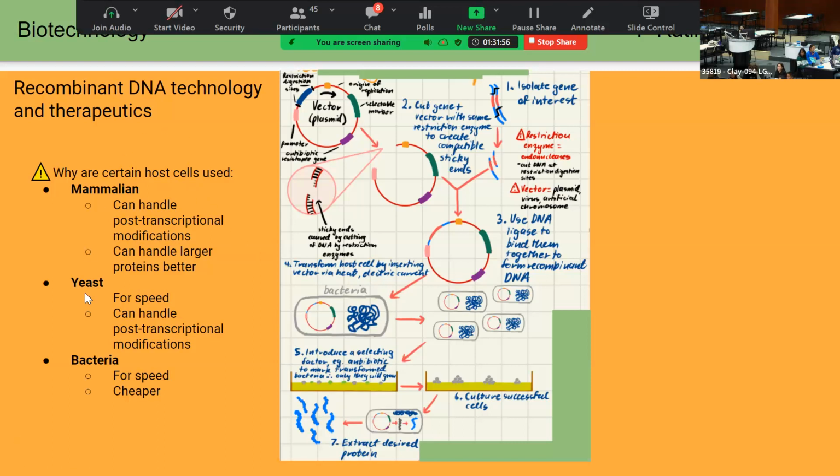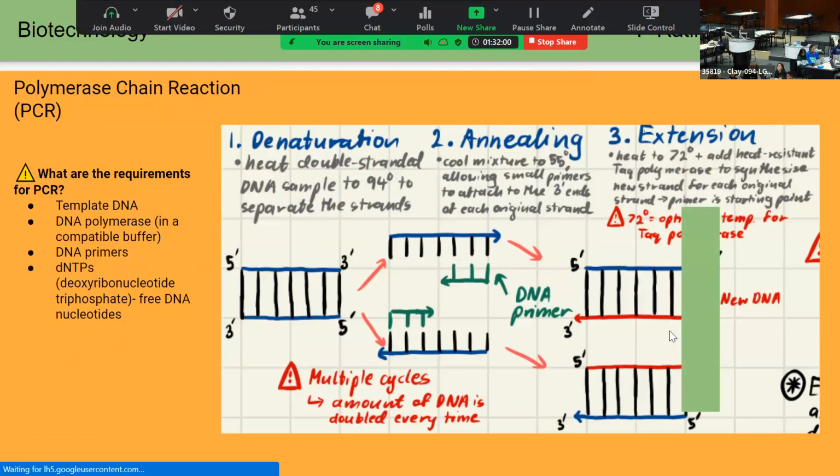And then, as I mentioned before, there are differences as to why certain host cells are used. And then polymerase chain reaction, as I said, first step, denaturation. So it's heated, separating the two strands. Annealing, this is when the temperature is lowered. You put it in a solution with small primers, which allow these DNA primers to attach.